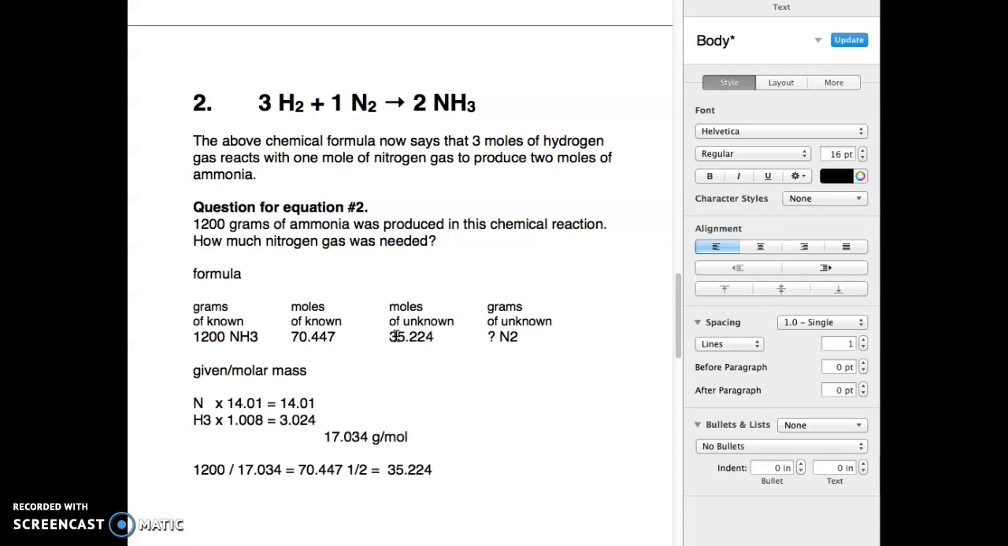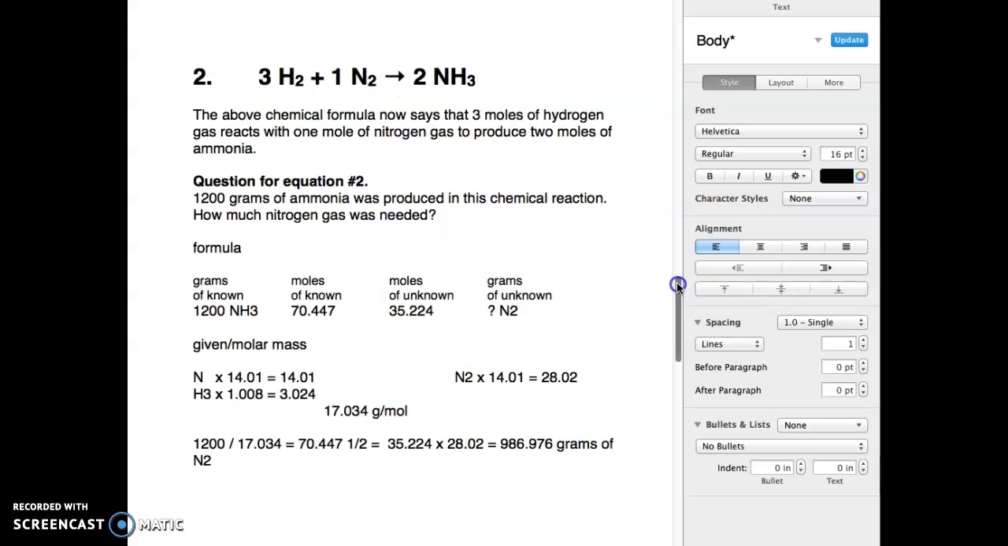Then you just have to take nitrogen gas. Nitrogen gas, we know, is N2, and each of those is 14.01. So that gives a molar mass of 28.02. So you take the number of moles you have and multiply it by the molar mass, 28.02. That comes up to 986.976 grams of N2. There's your second one. That's the way you do that. You may have to watch these 3 or 4 different times.